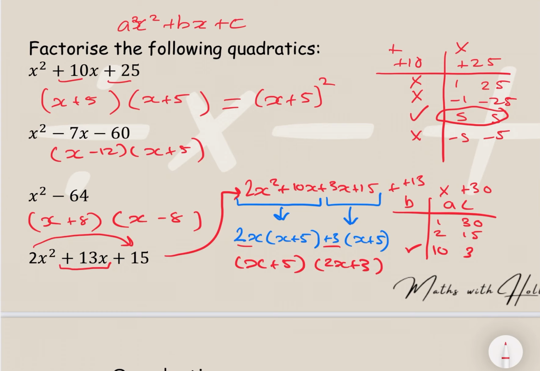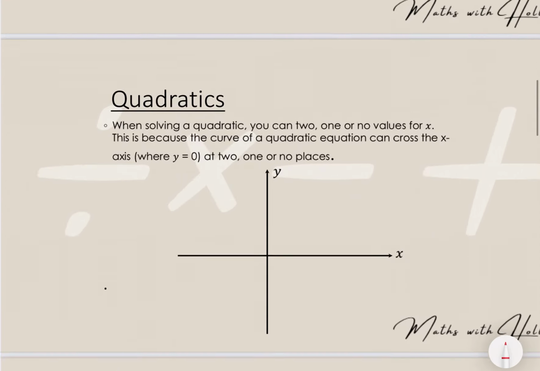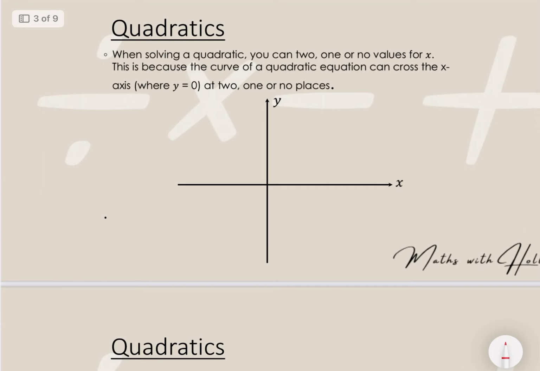Okay, now what we're going to do is have a look at solving a quadratic. Like, what does that mean? So when it comes to a quadratic, if we think about the graph, we are talking about when y is 0. So that means when it crosses the x-axis. So when you solve a quadratic, you're trying to work out, if you had a quadratic, where does it actually cross the x-axis? So we make the equation equal 0.